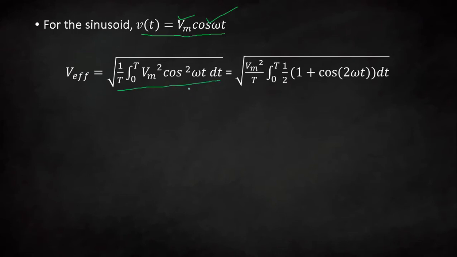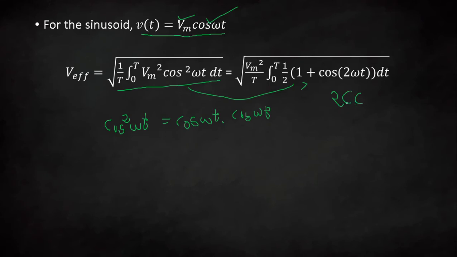Now from this equation we can get this equation. Let me show you how we can get this. You can just consider this cos square omega t. So cos square omega t can also be written as cos omega t multiplied by cos omega t. This is nothing but cos omega t multiplied by cos omega t, which is cos square omega t. Now you know one trigonometric identity.